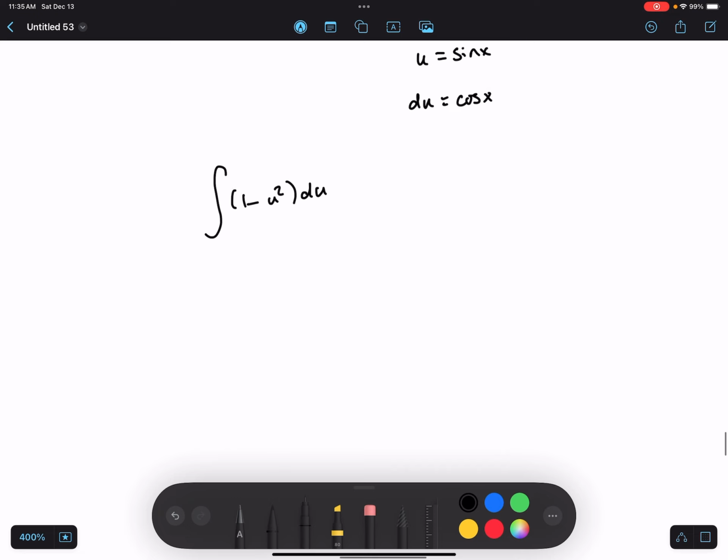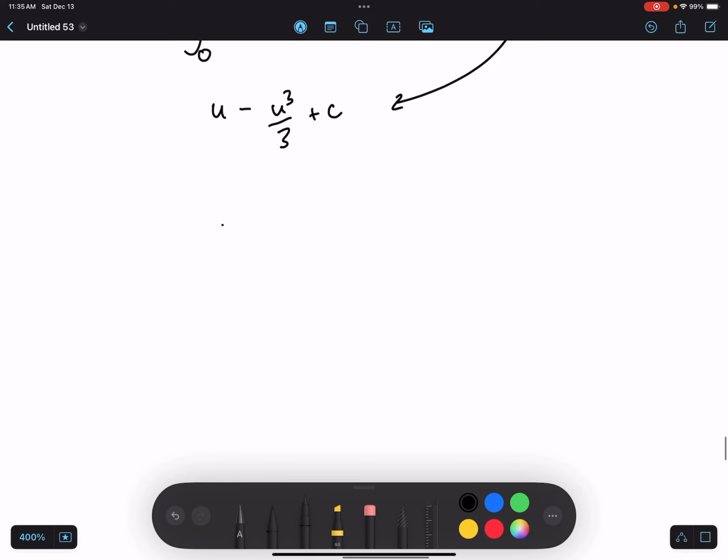And when we integrate this, we are left with u minus u³ over 3, and then plus a constant because we're dealing with an indefinite integral with no bounds. Now, all that's left is to take our u and plug it into the final result, and so what we get is sine x minus sin³ x over 3 plus c. And this is the result of our integral.